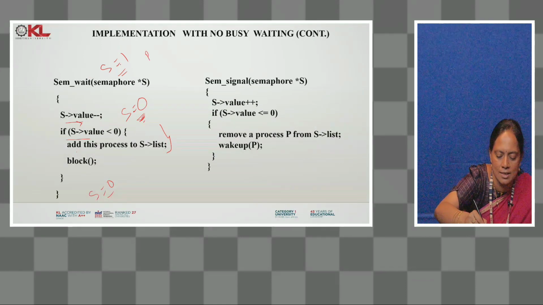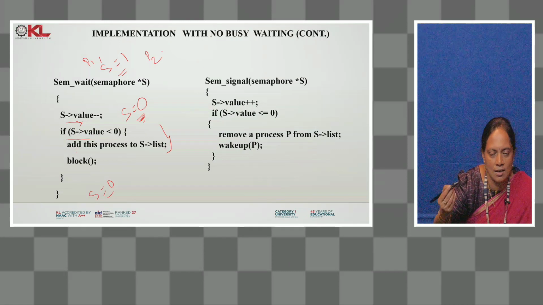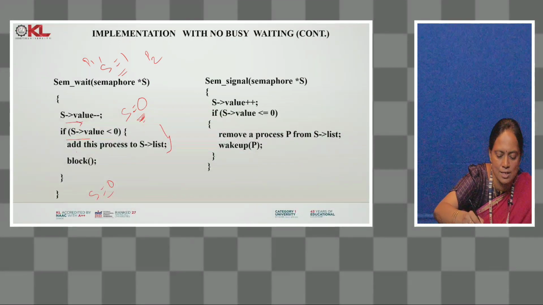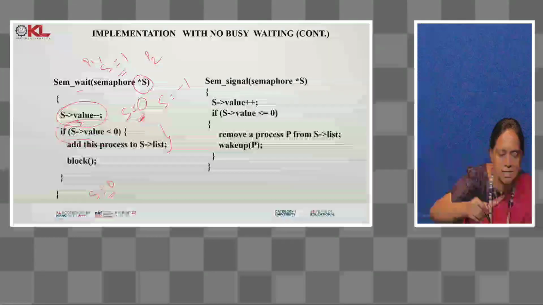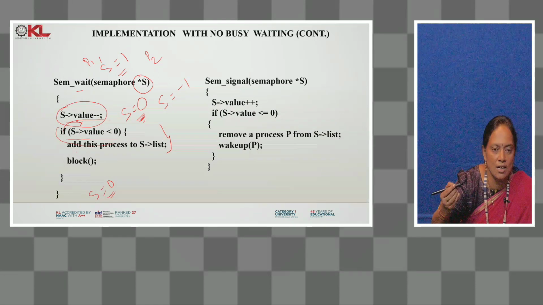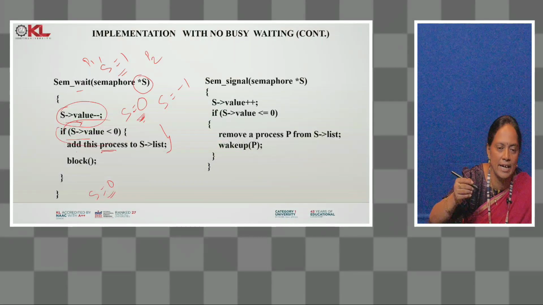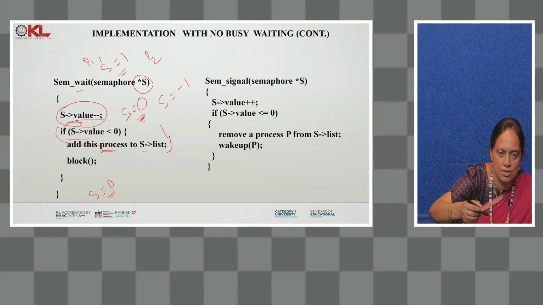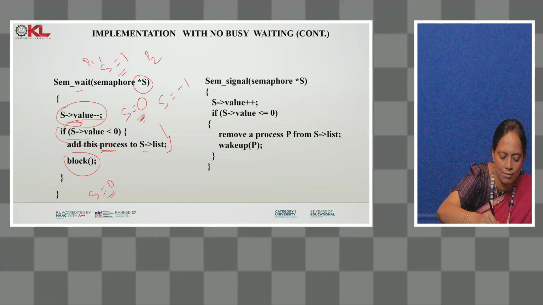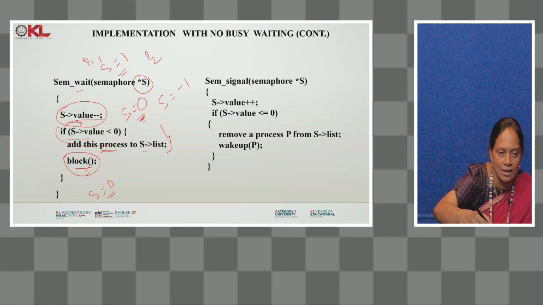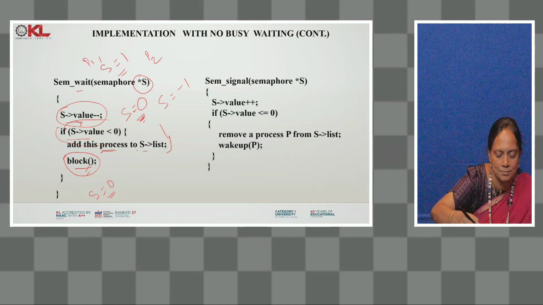If another process, this is process P1, if process P2 wants to execute its critical section, it executes the wait operation on semaphore S. Here the S value is 0. Initially the S value is decremented, so it becomes minus 1. Here we are checking whether S value is less than 0. Yes, so add this process to the S list, that means we add this process to the waiting list. The state of the process changes to waiting. So here we are calling the block operation, whose main aim is simply to add this process to the waiting list.